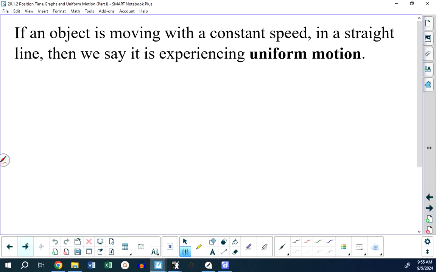So what we're saying is an object that moves at a constant speed in the same direction is experiencing uniform motion. What makes uniform motion interesting from a human perspective is if you're experiencing perfect uniform motion, you do not know you're moving. I mean, unless you're moving through air and you can feel the air.